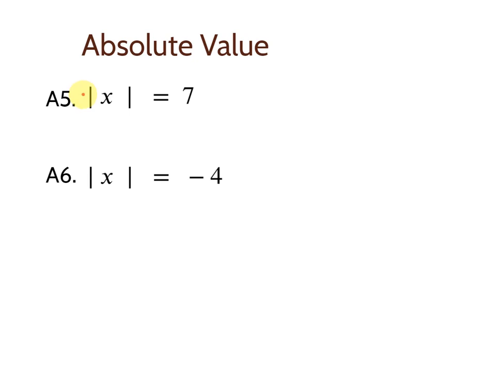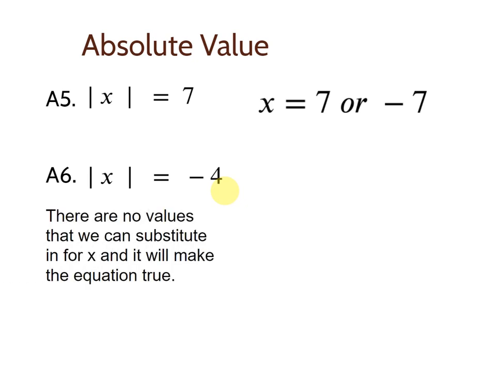Okay, thanks for doing that. So what numbers are 7 away from 0? Well, 7 and negative 7 are 7 away from 0. And what numbers are negative 4 away from 0? Well, think about it. There are no numbers that are negative. Distances have to be positive. There are no numbers that are negative 4 away from a number. So this is going to be no solution.